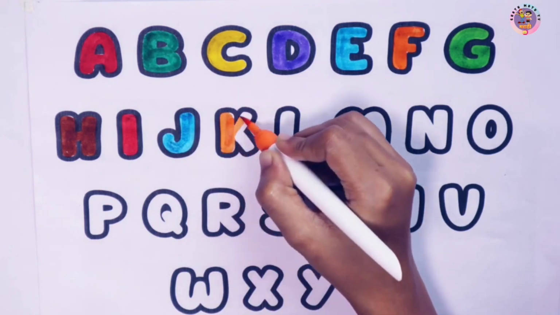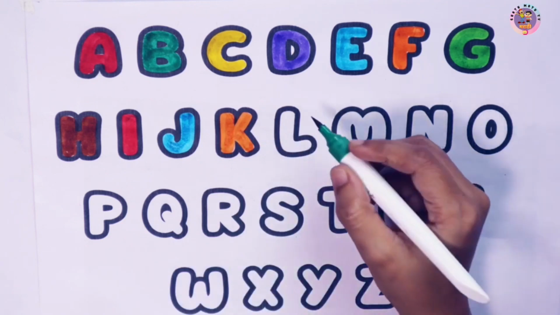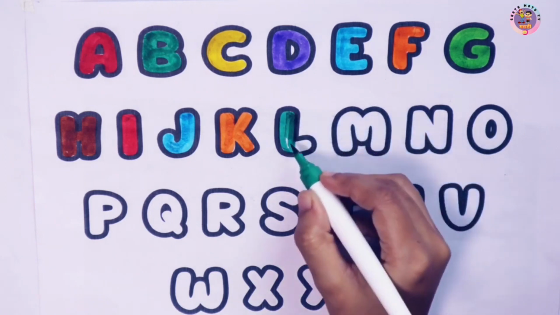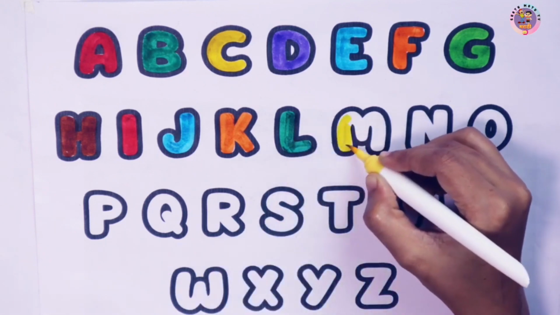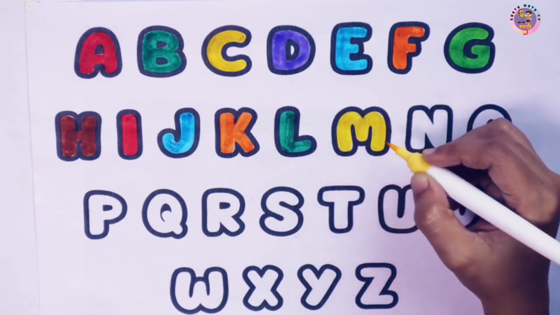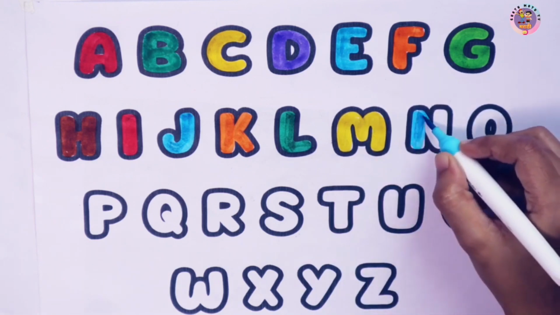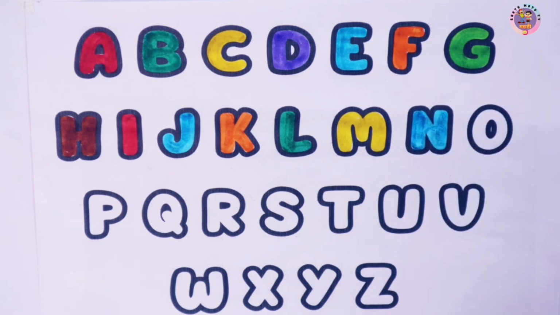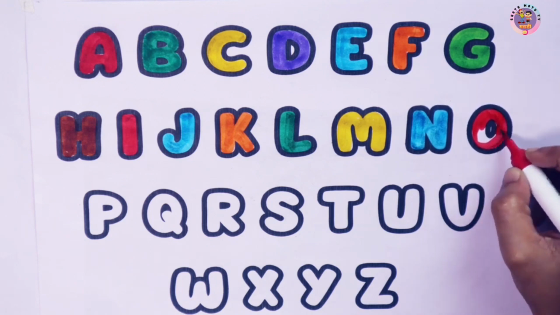K. K for kite. L. L for lion. M. M for monkey. N. N for nest. O. O for orange.